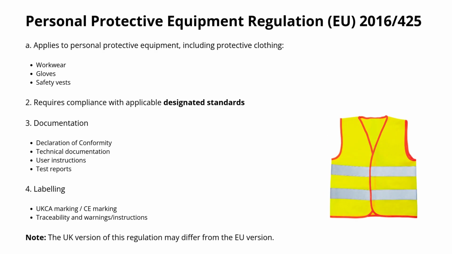And finally, we have the PPE regulation 2016/425, which is also based on the EU PPE regulation. But again, this is the UK version, the assimilated version. There could be differences as they may be amended and go in different directions. But anyway, in short, the PPE regulation applies to PPE, and that also includes protective clothing. Could be workwear, gloves, safety vests, like the one you see on the right. And ensuring compliance is very similar to the GPSR 2005, based on compliance with designated standards.